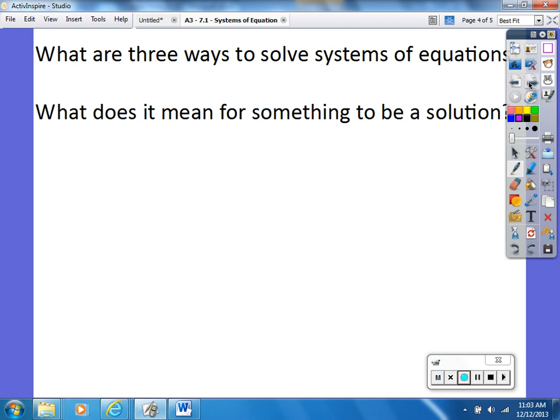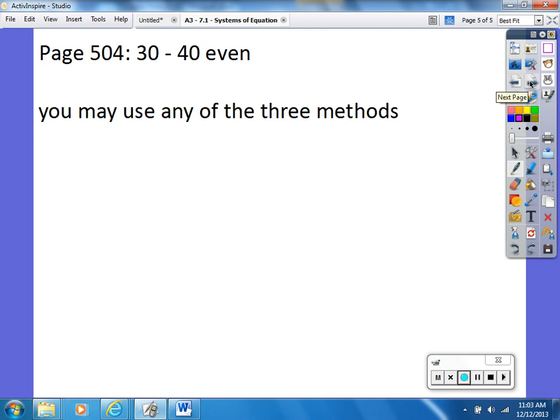Okay? All right. So, page 504, 30 to 40 even. It does say, if you read the directions, solve these graphically. I don't care. You can do substitution, elimination, or graphing. I'd recommend substitution or elimination. How's that sound? Okay?